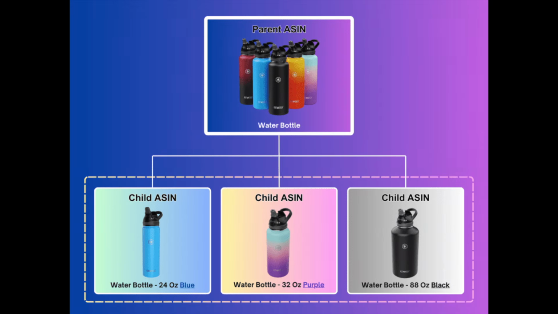The parent listing is the placeholder listing that all of your variations will be attached to. What we're creating is a parent-child relationship where all the variations are called child listings that are attached under a single parent listing. Now, if you're confused, don't worry, it'll all make sense later.